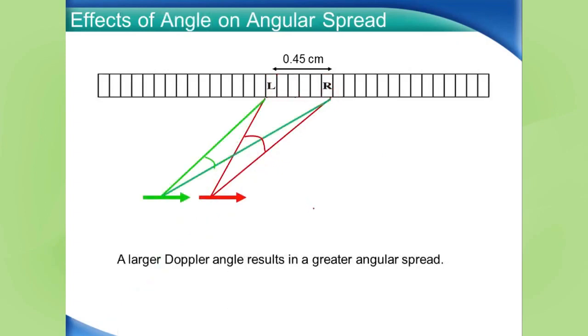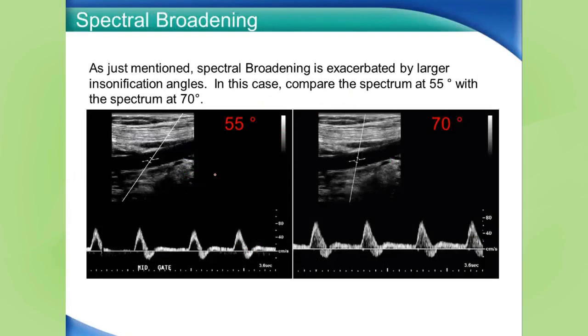This also has an angular effect. When the Doppler angle is bigger, we can see the spread is bigger. When the Doppler angle is smaller, we see the spread is smaller. So this says that spectral broadening gets worse as the angle gets bigger. Whereas 60 degrees is not wonderful, it's certainly a lot better than 70, and 70 is a lot better than 80. Well, let's make it practical.